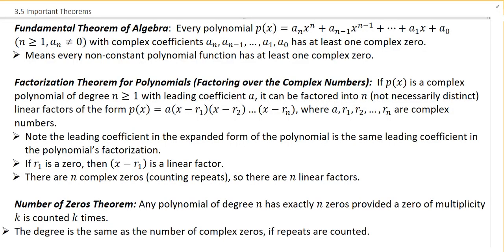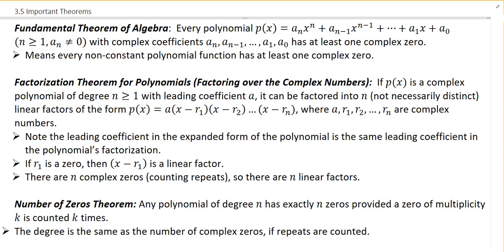The focus of this lesson is on the important theorems of 3.5, which is complex zeros of polynomial functions. And the first theorem that we're going to come across is the fundamental theorem of algebra, which basically says that if you have a polynomial function that is non-constant, then it is guaranteed to have at least one complex zero. And just to remind you, if you need to refer back to the different number types, I have posted a video on the various number types.